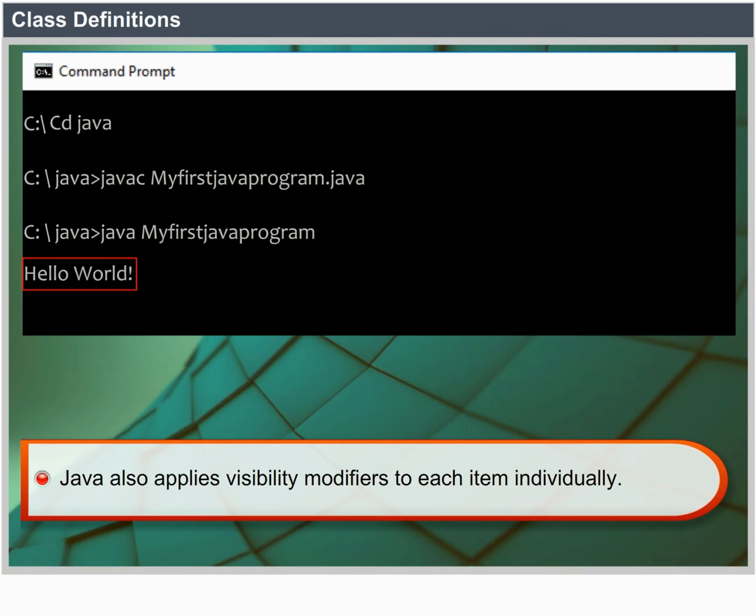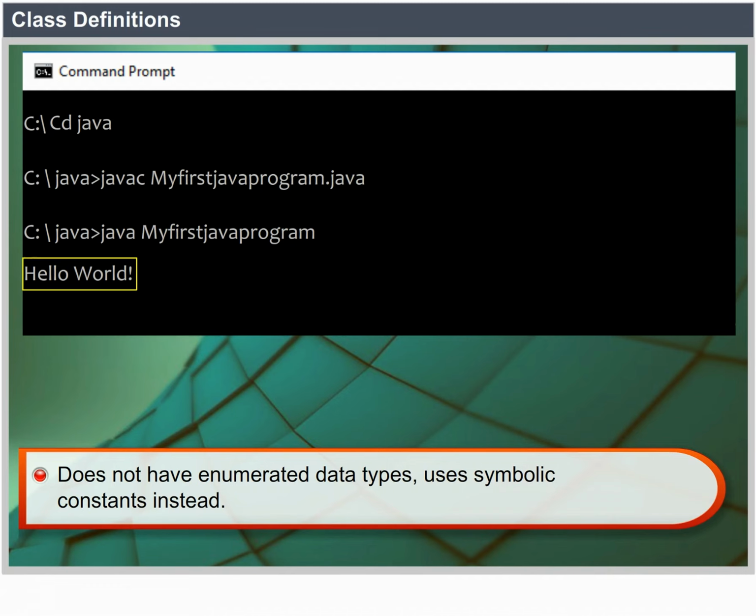Java also applies visibility modifiers to each item individually. It does not have enumerated data types. Instead, it uses symbolic constants.